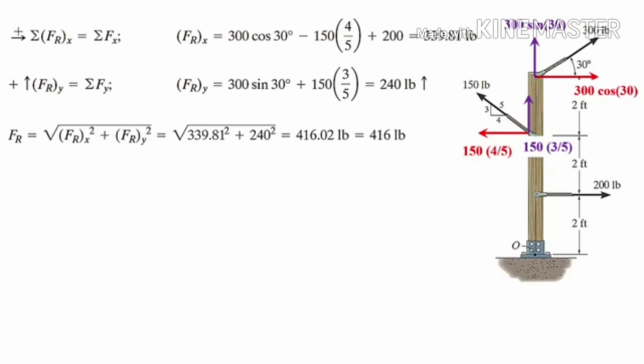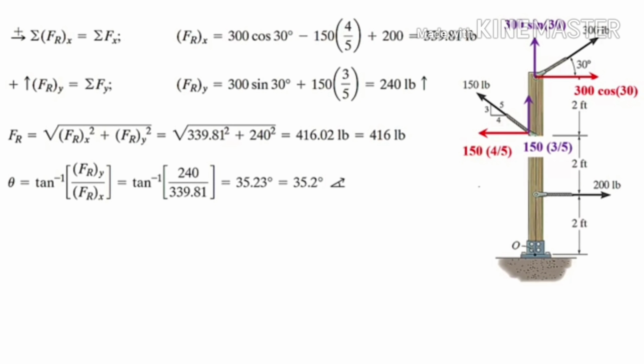Now I get the resultant force by taking the square root of the sum of the squares, and I will have 416.02 pounds, which is approximately 416 pounds. And then for the angle, I'll take the inverse of the tangent, which is 240 over 339.81. Take tan inverse, and I will have 35.23. That should give me 35.2 to make it simpler.